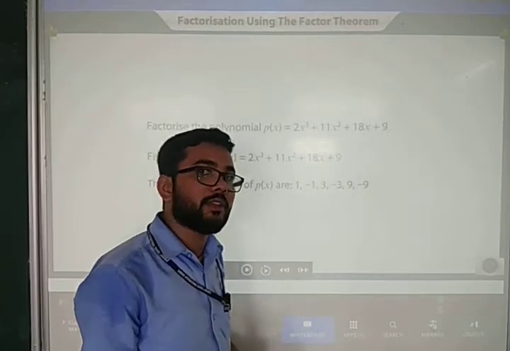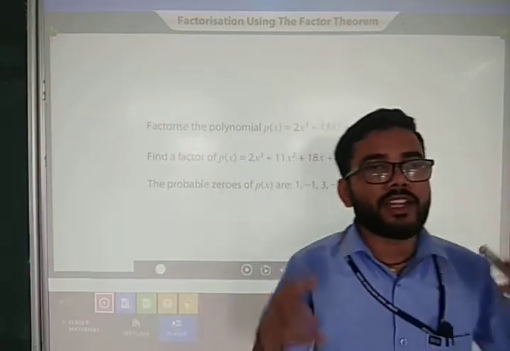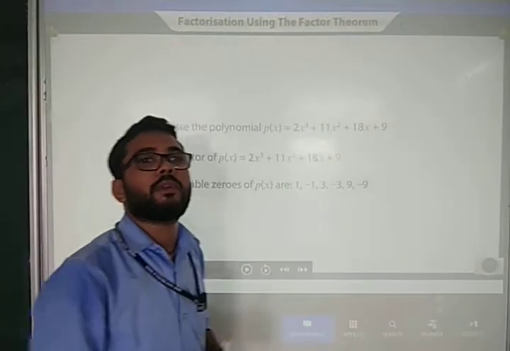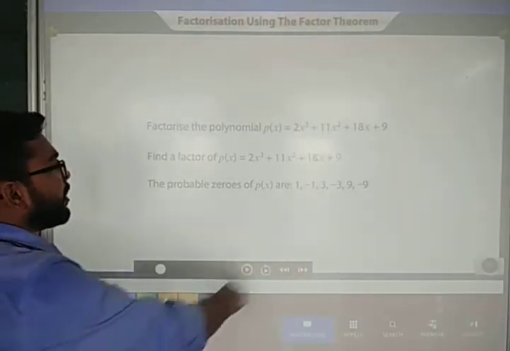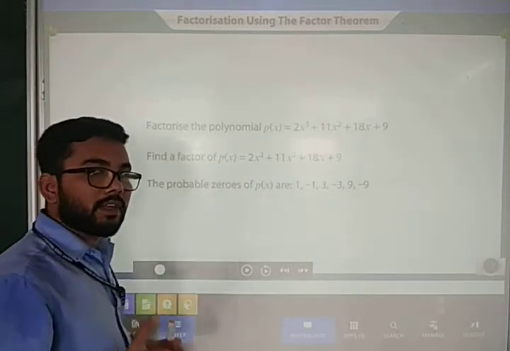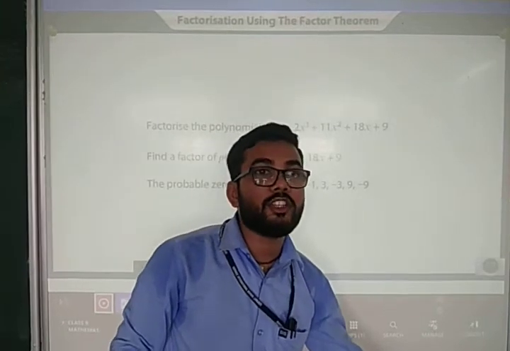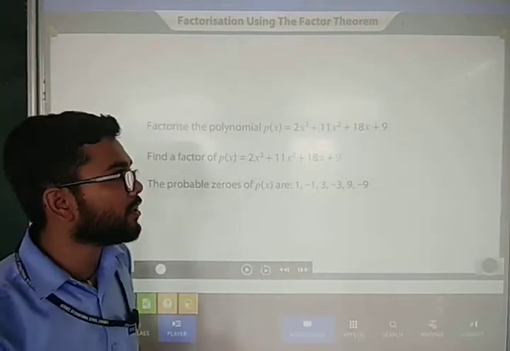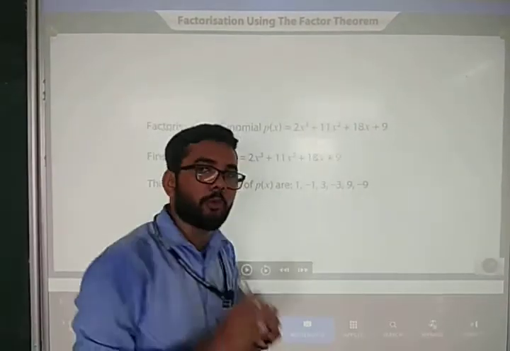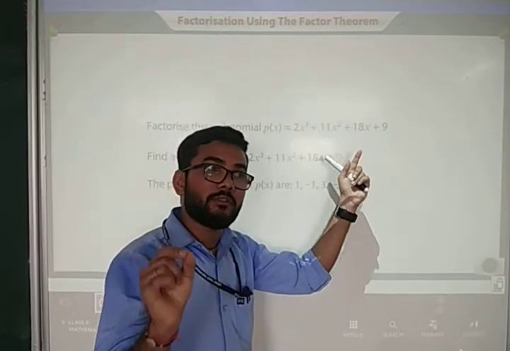Factors means when you multiply the numbers, you will get the number. Factors means the number lying in the multiples of that number. These are the probable zeros of p of x. Remember, in previous sessions I have discussed the zeros of a polynomial. Zeros means when you put a number in place of the variable in a polynomial, and you get zero, that number is a zero of the polynomial.